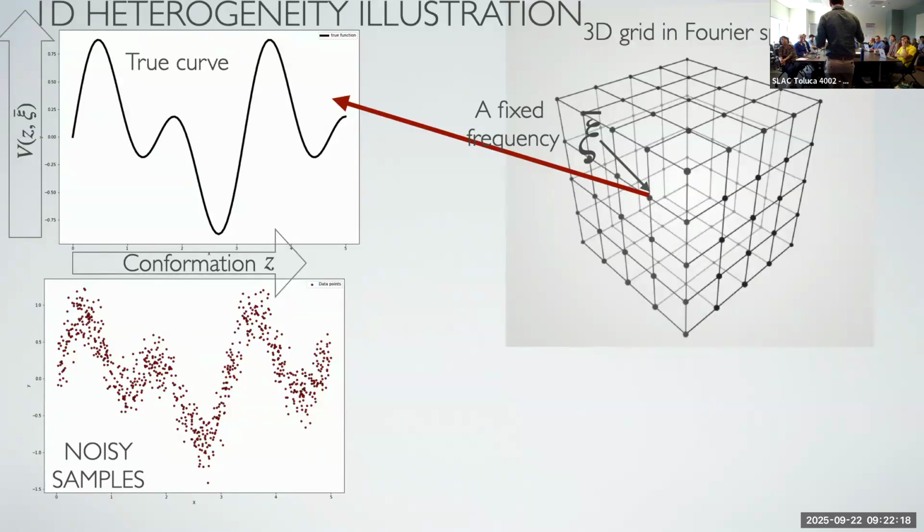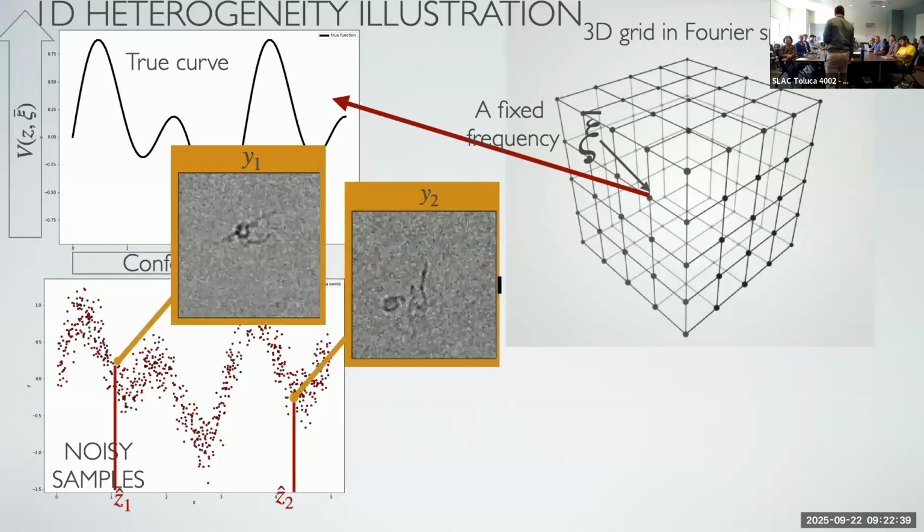If I fix the 3 spatial variables and look at a single voxel, then really I'm just trying to reconstruct a curve like this. On the x-axis I have conformation, and on the y-axis I have how the scattering potential changes as I move through conformations. Of course, I don't observe that curve directly. All I observe is noisy samples. And what are these noisy samples? They're images. Each image gives me one noisy sample, and to be exact, on the x-axis, for each image, I will put its latent label.